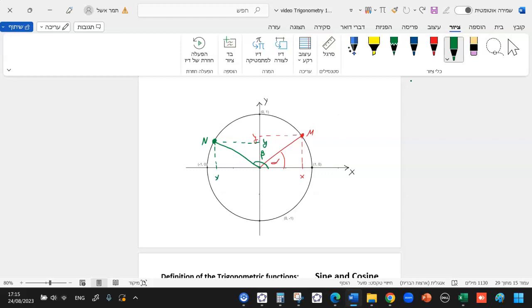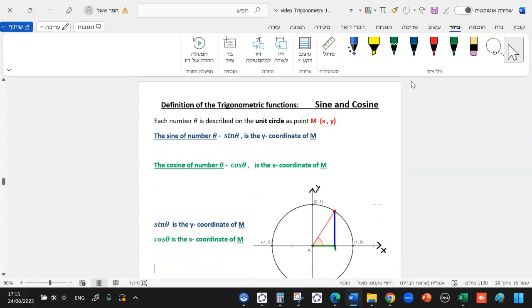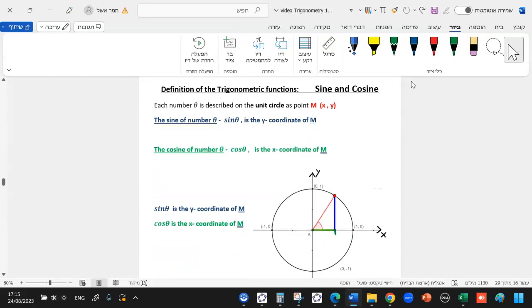We can go now to define the trigonometric functions. We define sine and cosine of the value. So each number, theta, is described on the unit circle as a point. This is what we saw just now. We define sine of theta as the y-coordinate of M and cosine of theta as the x-coordinate of M.